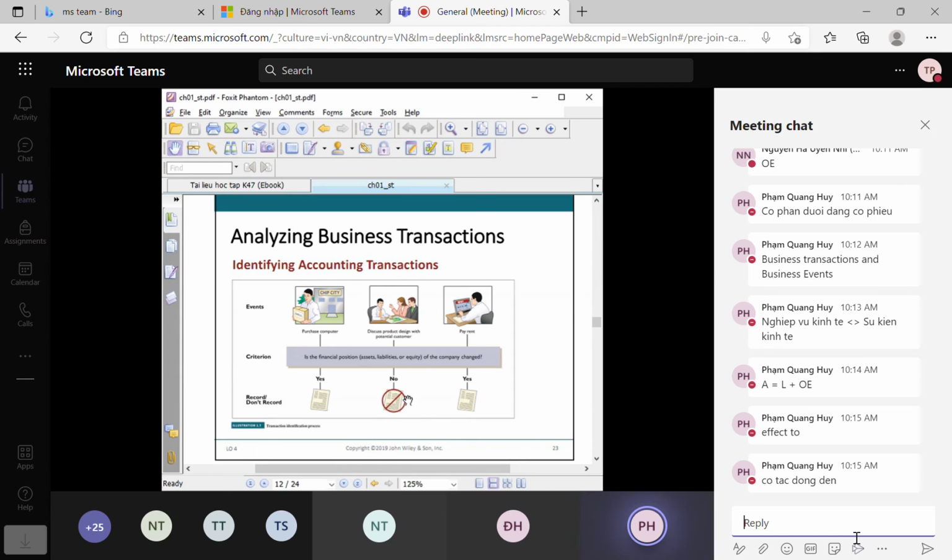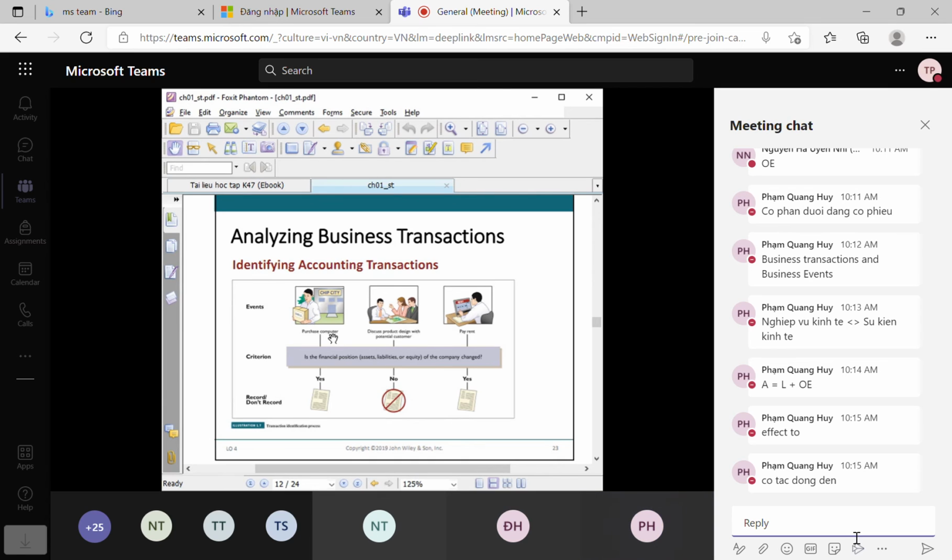You can see an example here. The first one: purchase computer. Is this an event or a transaction? So you think about purchase computer. Does this affect assets, liabilities, or owner's equity? Which one? Effect or no effect?